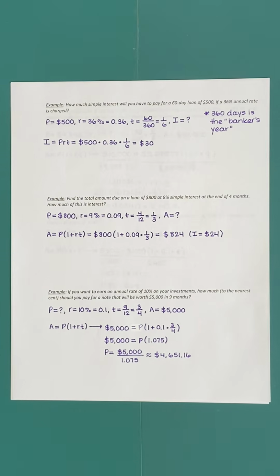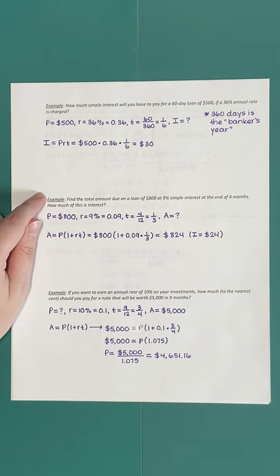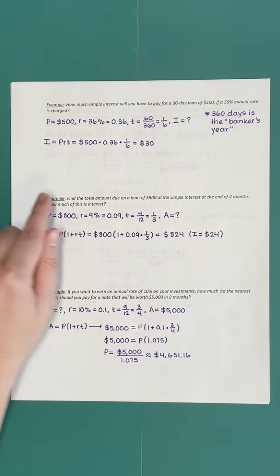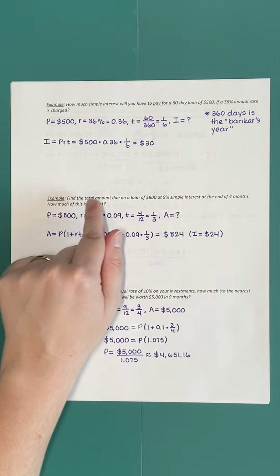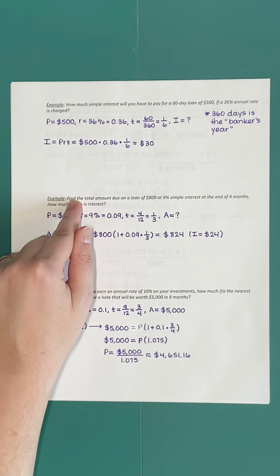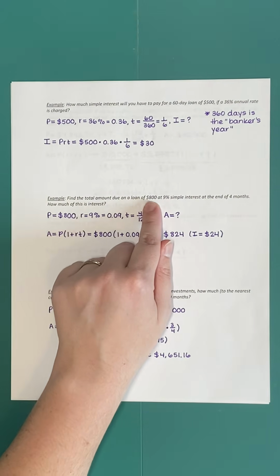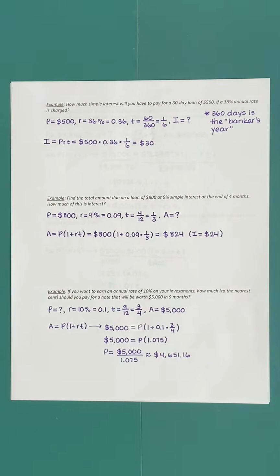Okay, let's look at another example. Now we want to find the total amount due on a loan of $800 at 9% simple interest at the end of 4 months. And then we've also been asked how much of this is interest. Okay, so let's start by identifying what we're looking for. So we want to find the total amount due. In other words, the future value, the account balance, the total amount that's going to be required in order to pay back this loan, which is going to include both the principal and whatever interest we accrue.